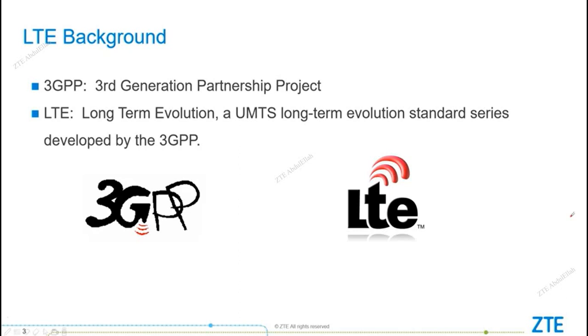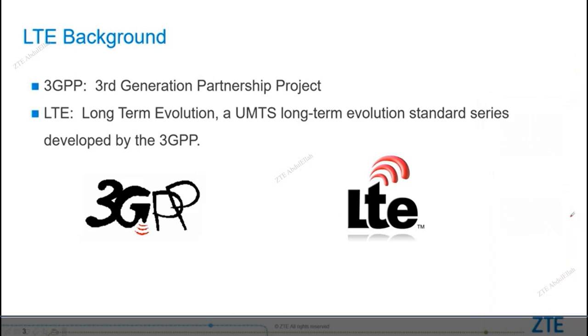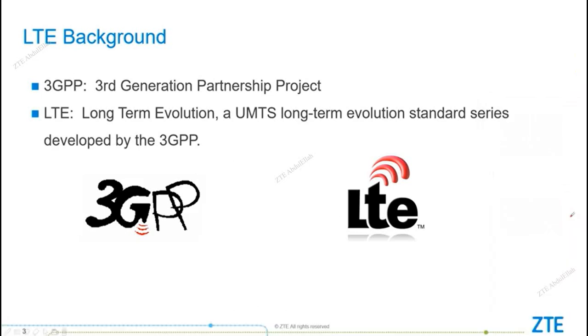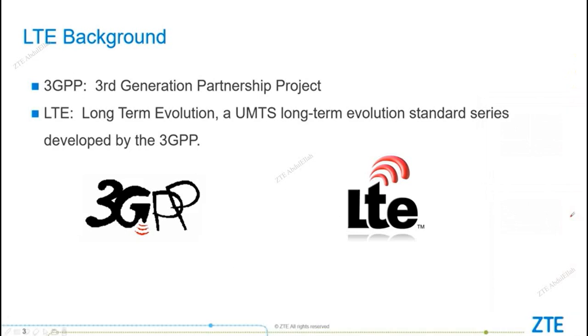Okay, and the second is LTE. LTE means Long Term Evolution. So LTE is the UMTS long-term evolution standard series developed by the 3GPP. Okay, so this is the meaning of 3GPP and LTE.